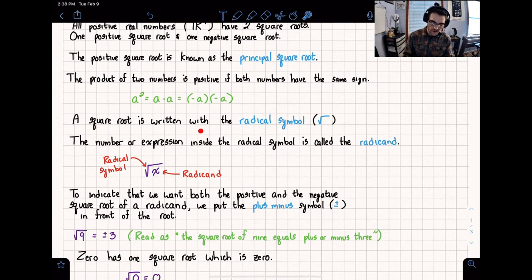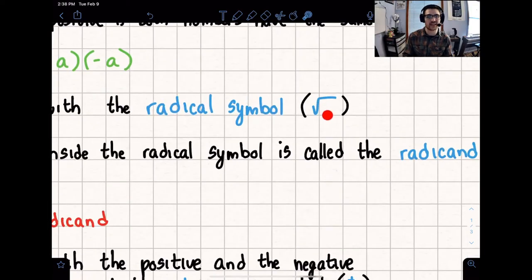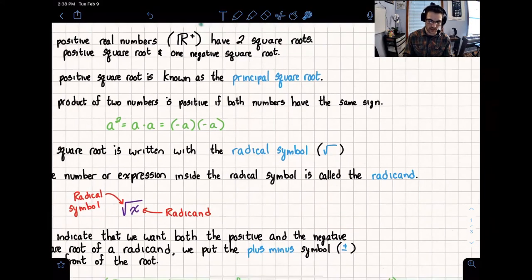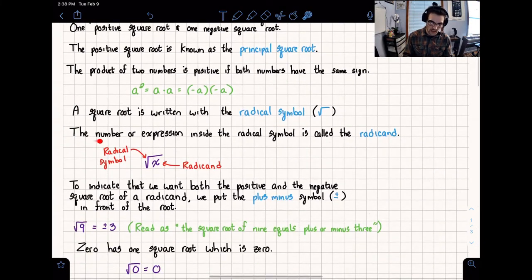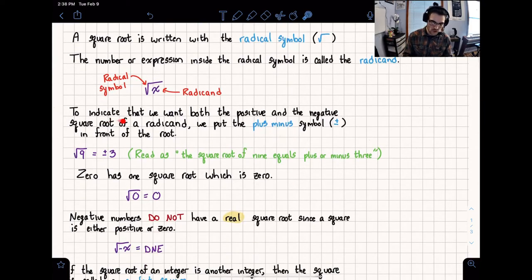A square root is written with the radical symbol, and this right here is the radical symbol. This implies that we're looking for the square root of something. The number or expression inside the radical symbol is called the radicand. Here I put a little example, the square root of x. In this example, x is our radicand, and the square root sign is our radical symbol. To indicate that we want both the positive and the negative square root of a radicand, we put the plus minus symbol in front of the root.